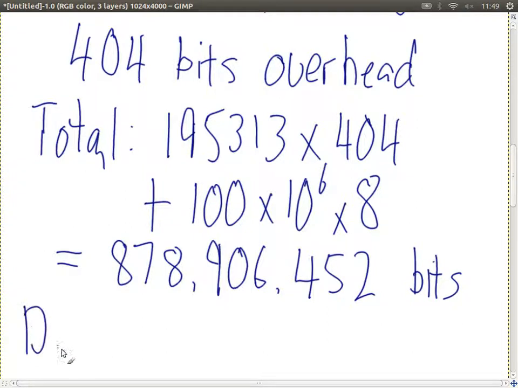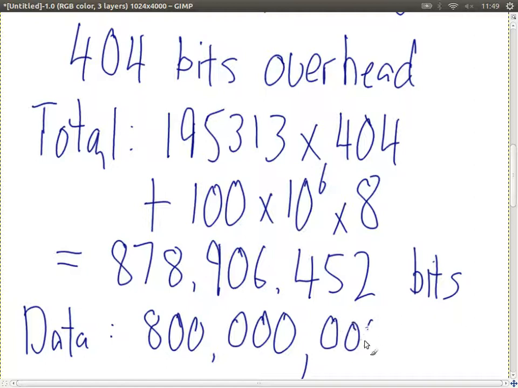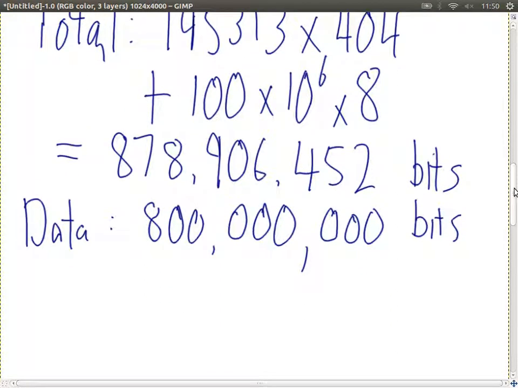And remember, our data was 100 megabytes or 800 million bits. We started with 800 million bits of data plus overhead. So now we can determine an efficiency of using this link, because to deliver 800 million bits, we actually need to send 878 million bits. So the efficiency of using this link to transfer our original data is the ratio between the original data and the total. You can express it as a percentage. So 800 million divided by 878 million gives us an efficiency of 87.89%.